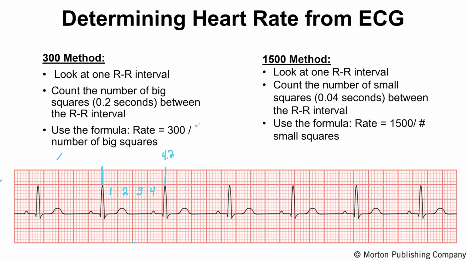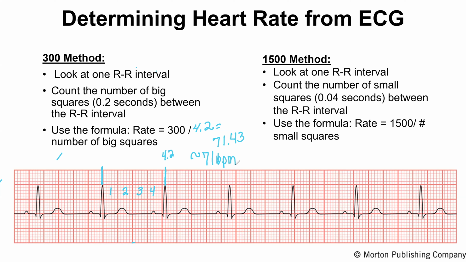So if I do 300 divided by 4.2, I've got to get out my calculator, and you guys can get out your calculator too. 300 divided by 4.2 is actually equal to 71.43, or approximately 71 beats per minute. Notice how this way is a little bit more precise, because this is the same EKG strip as on the last slide. And on the last slide, we said it's 70. Here, we're saying it's 71.